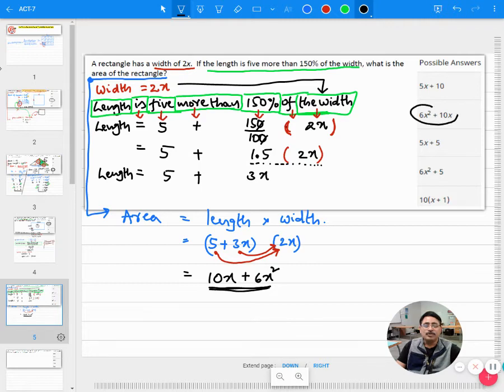Of course, you can swap the values, like this is the answer. You may get a doubt. We got 10x plus 6x square. How can you take 6x square plus 10x?